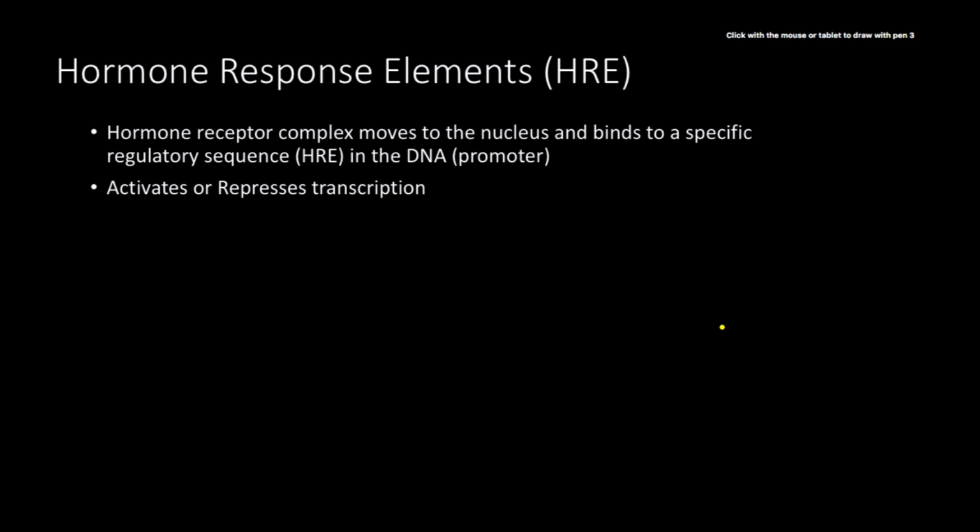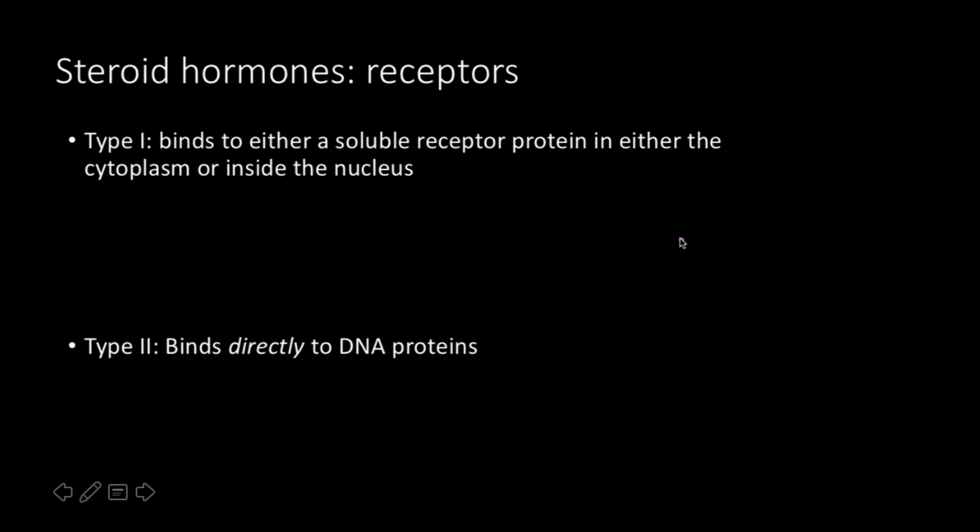Okay, so there's a term that is used in your textbook that I don't quite understand their obsession with, but they used it a lot, so let's talk about it. Hormone response elements. Once the hormone receptor complex moves into the nucleus, it's going to bind to a specific regulatory sequence in the DNA. That specific regulatory sequence is the hormone response element. Usually the promoter, though I would assume they could also bind to some distal control elements. Gene expression in eukaryotes is a little bit funky, with how much bending going on there. But what's important for this class is that it will activate or repress transcription.